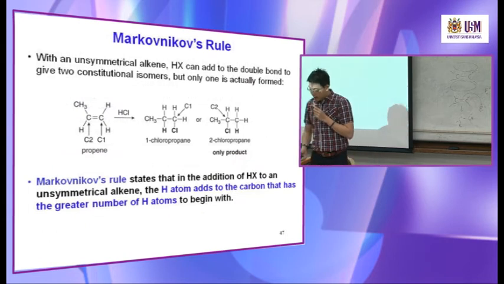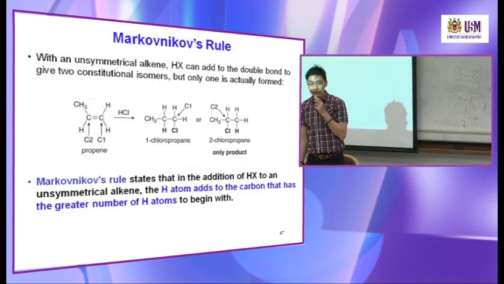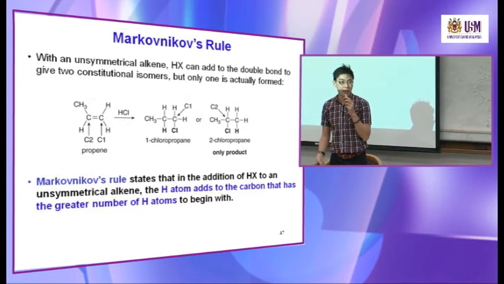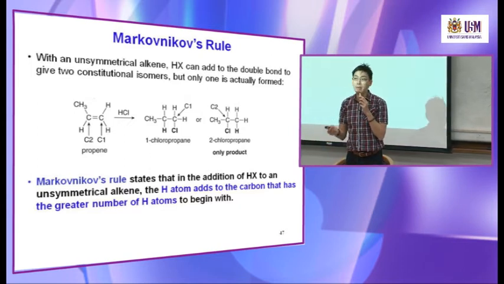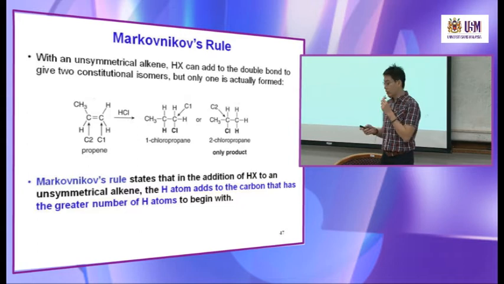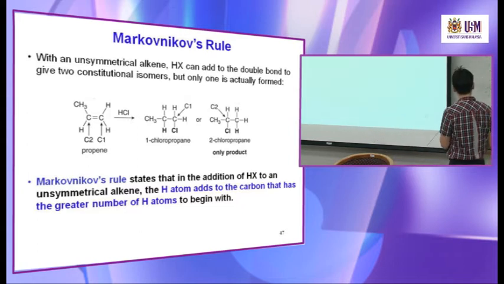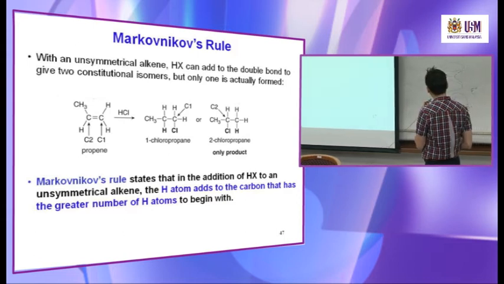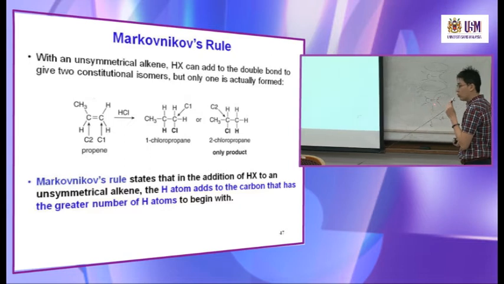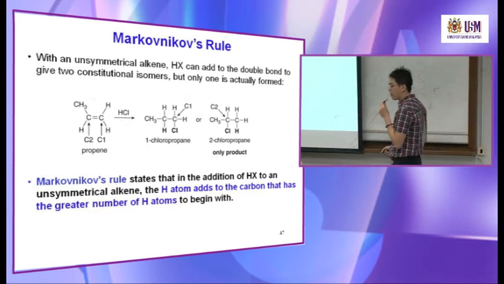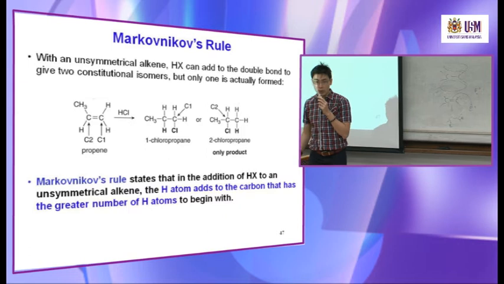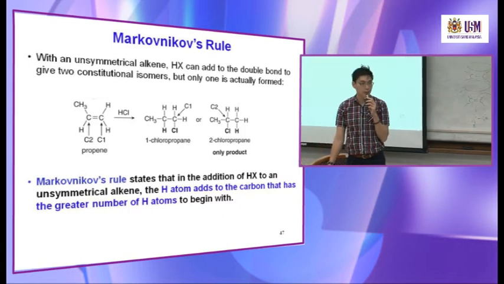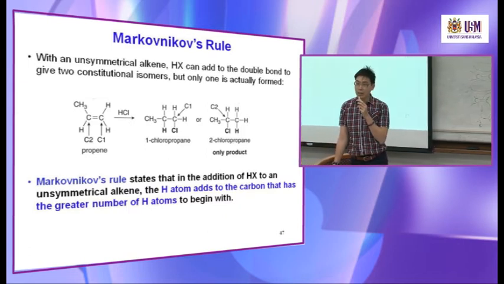So before we go into it, let's see what decides where the so-called electrophile will be added. Because you have a double bond with two carbons here, how are we going to decide whether the electrophile is going to be added to this C or to this C? Then we have to follow the Markovnikov rule. What does the Markovnikov rule say? The H will be added to the carbon with more H. This is a simple definition.